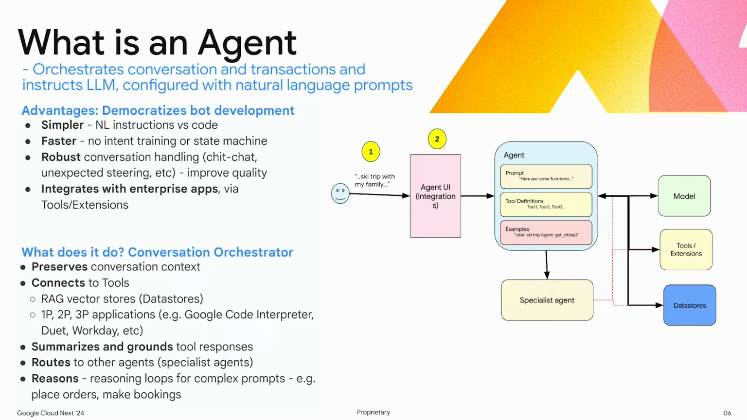It also plays a role in routing between different agents. So you can have an architecture where you have a steering agent and several specialist agents, and you can route the conversation between these. It's a pretty powerful concept that allows you to scale and expand the use of these agents. Finally, it does reasoning. It supports reasoning for complex prompts that you might have, like placing orders, making bookings, et cetera.